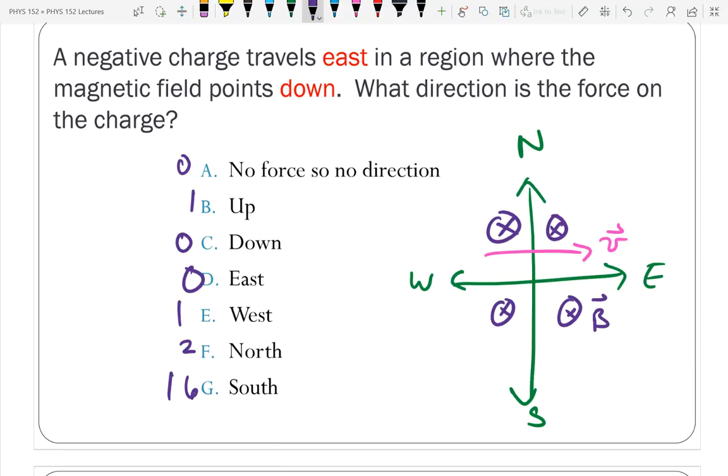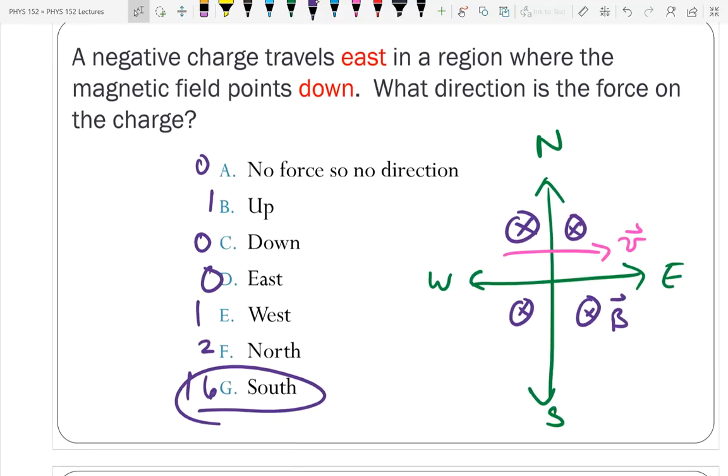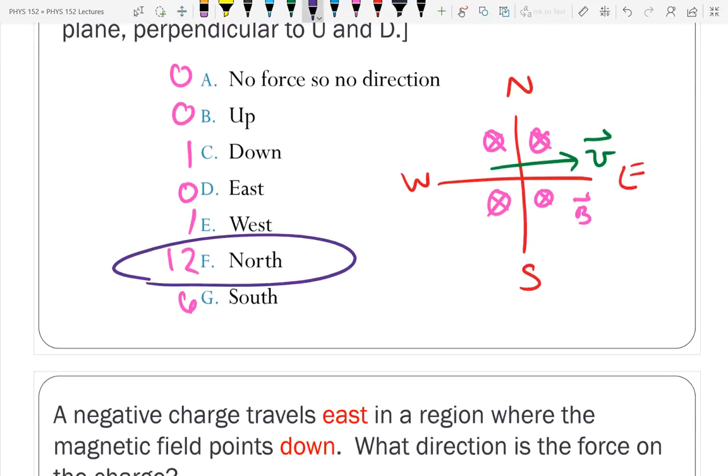Okay, Michaela, it's easier for you. What was different between this problem and the last problem? The sign of the charge was the difference, right? Because the direction of the velocity was the same and the direction of the magnetic field was the same. So if you change the sign of the charge, what's that going to do to the direction of the force? It's going to flip it. So instead of being north, it turns out to be south. I forgot I didn't mark the correct answer here.